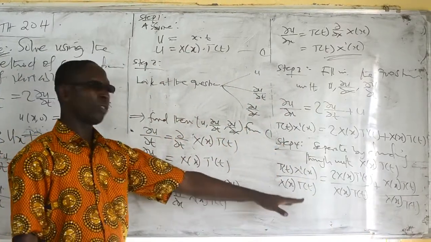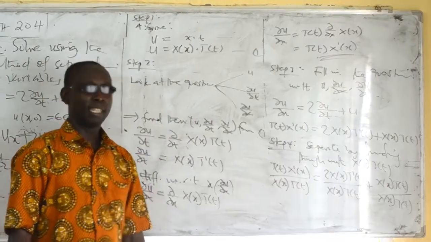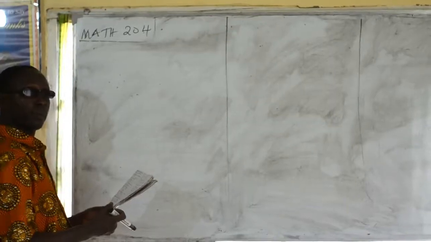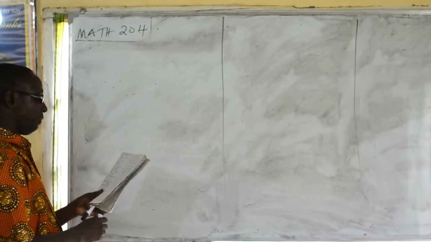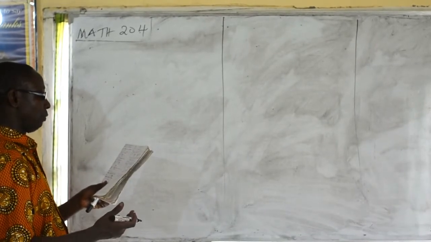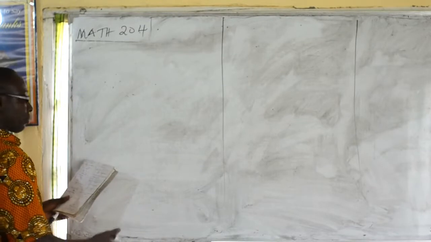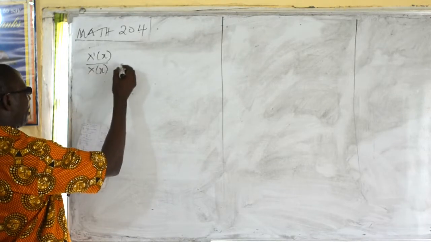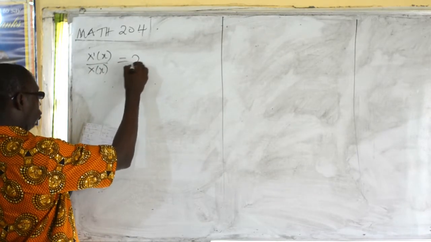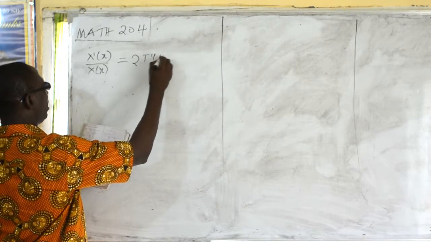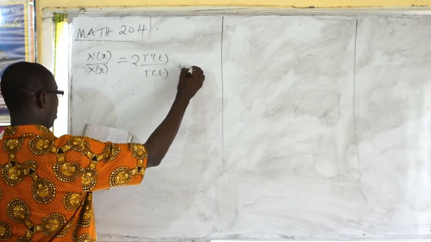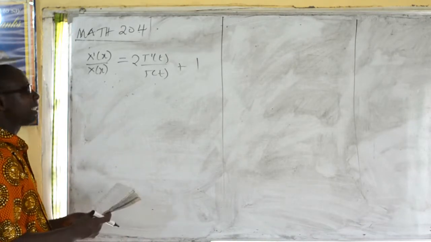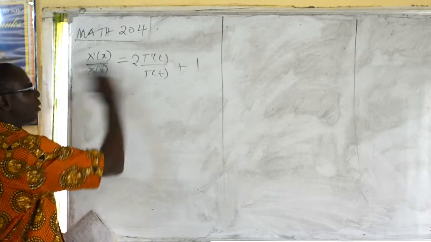So when you divide through, this is what you have. We'll simplify it and see what goes on. So let's move on to the other side. Okay, so from the previous, what we did earlier on, when we cancel it, X prime of x over X of x is equal to 2 T prime of t over T of t plus 1. When you cancel it, this is what you're going to get. So I can see that this one has been separated already. All the x on one side, all the t on one side.